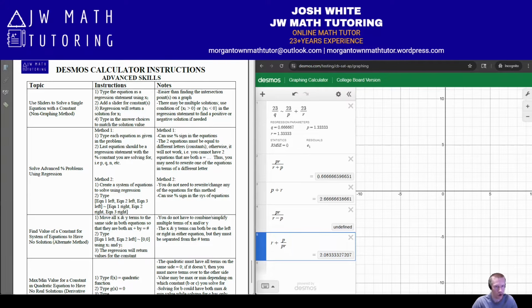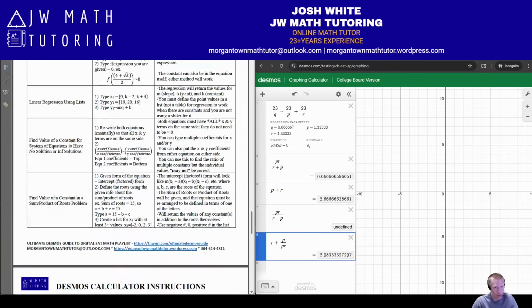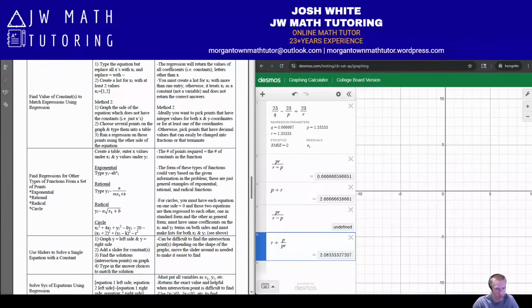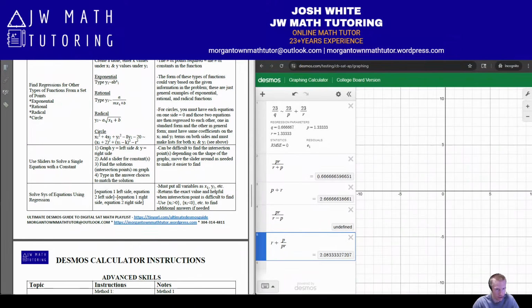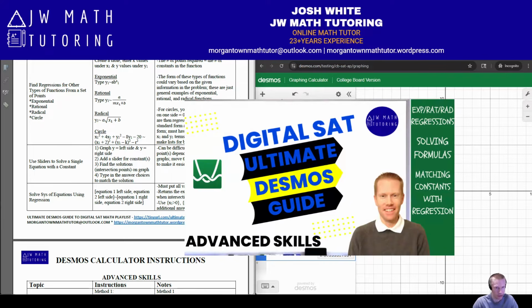This is actually an alternate method of something that I talked about previously. So just to show you, if we go back to, here it is, page number 5, right here below all the different types of regressions, use sliders to solve a single equation with a constant. So when I first went over this method in one of the previous videos, I'll put the thumbnail up on the screen here, just to remind you which one.